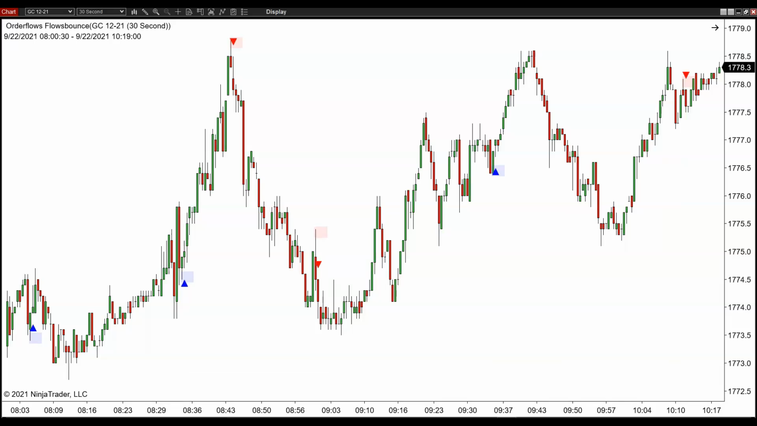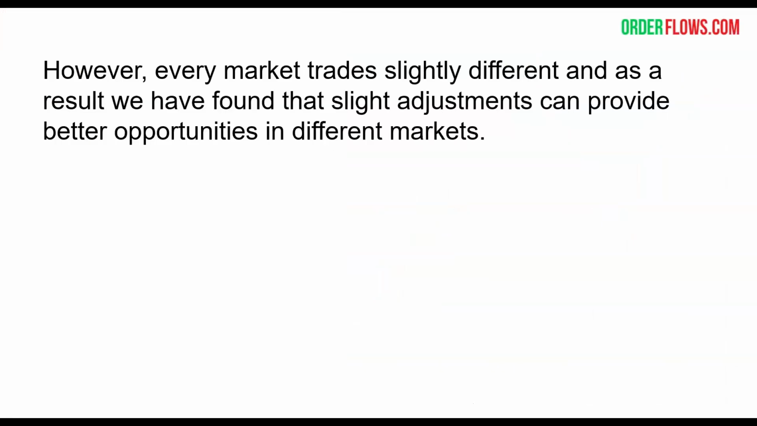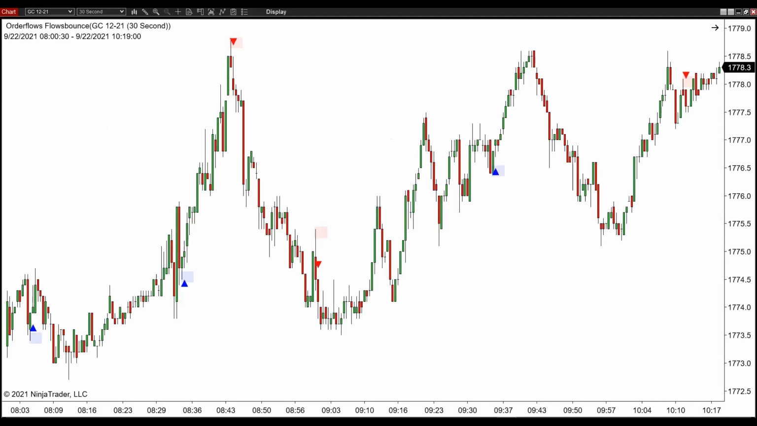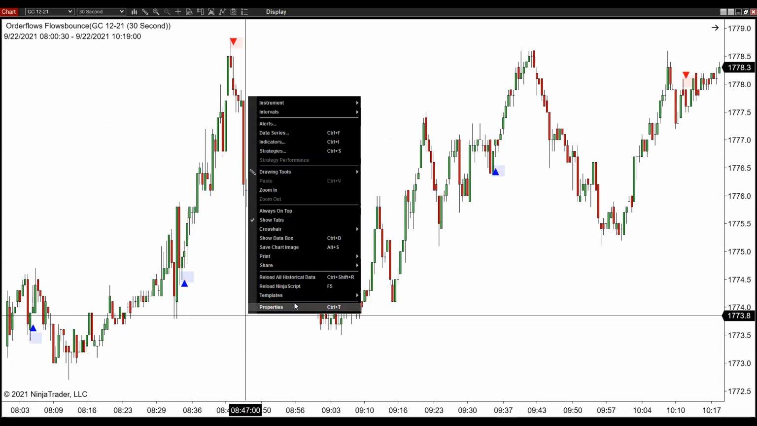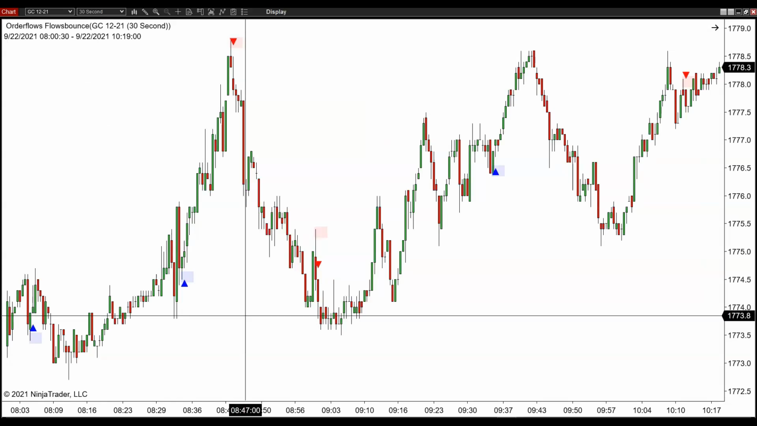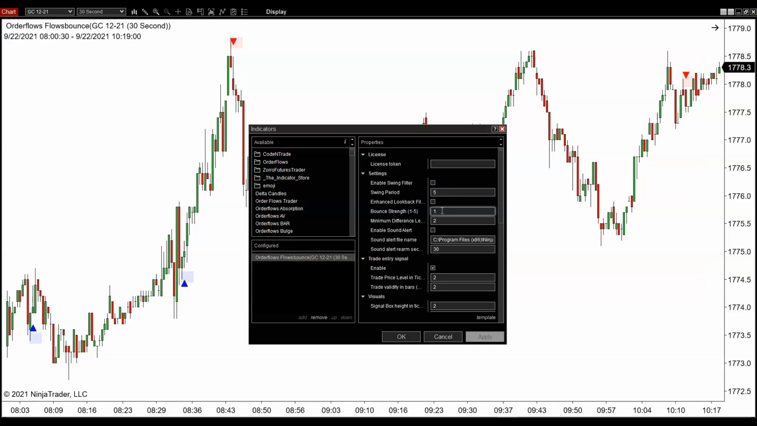Now, remember, every market trades slightly different, right? And as a result, we have found that you're going to want to make slight adjustments in the settings, right? It doesn't mean that you're making drastic setting changes. If you find a setting that works for you in a particular market, you're generally going to stick with it, right? What do I have here? I forgot already. 5. No, I've got 1 and 2, right? Minimum difference level 1 and 2.